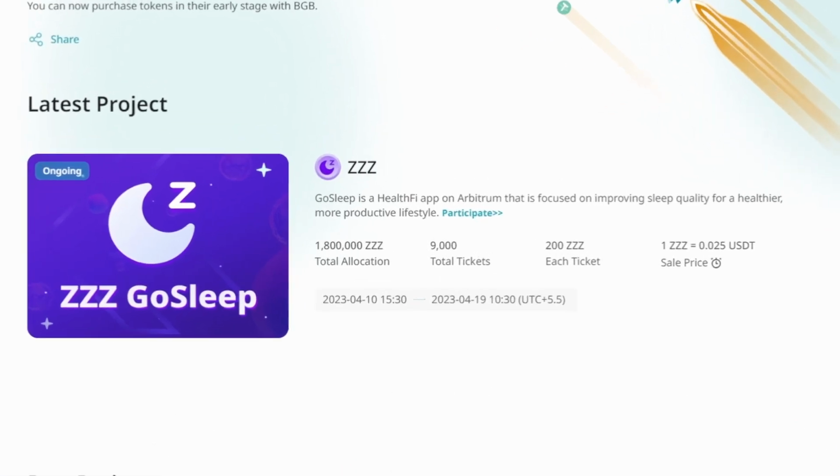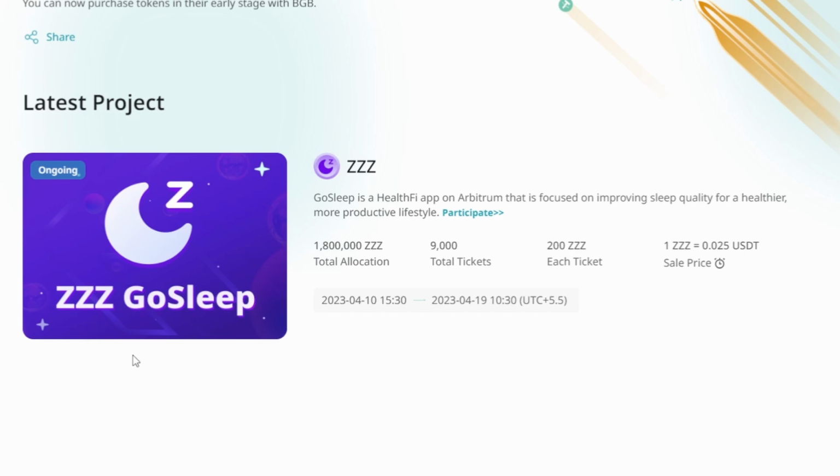Now, in this instance, we're dealing with this project called GoSleep. GoSleep has a total of 1.8 million ZZZ tokens up for grabs. But how do we get an allocation in this ICO? To get an allocation, guys, you need a ticket. So let's talk about how we go about getting these tickets. It's going to be the same process for all of the upcoming projects within the Launchpad. You need a ticket to get the allo.